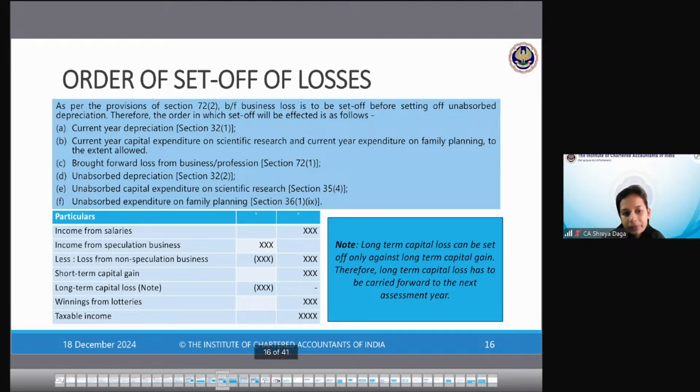Okay, this you need to remember. Current year depreciation, current year capex. So CYD, current year depreciation. Current year capex on SR and family planning, SRFP. Brought forward business loss. Unabsorbed depreciation. Unabsorbed capital expenditure on scientific research, unabsorbed capital expenditure on family planning. So you need to remember.